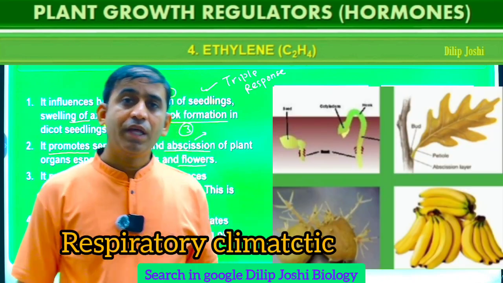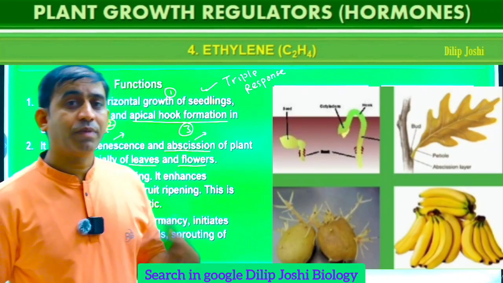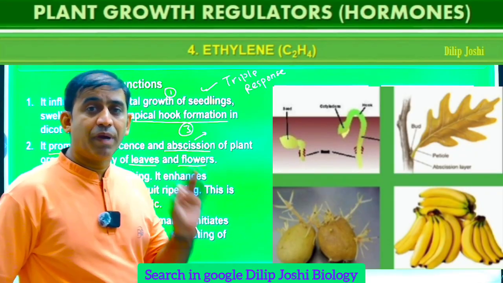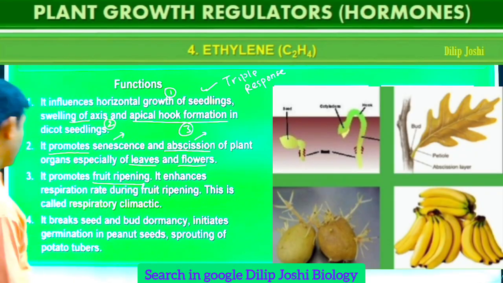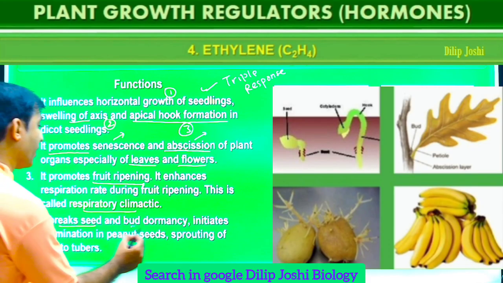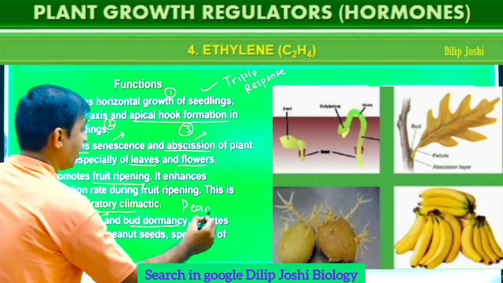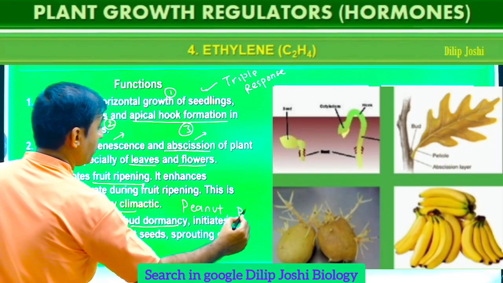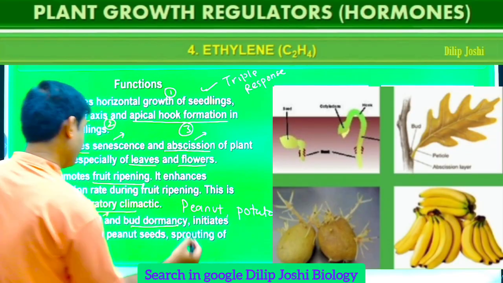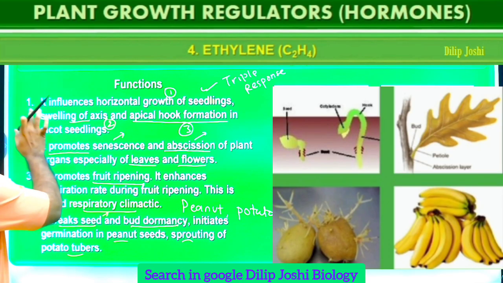Then again, it will break the seed and bud dormancy: seed dormancy in the peanuts and bud dormancy in the potato. So seed dormancy in peanuts, I told you, and then bud dormancy in potato. Then germination in the peanut seed and sprouting of potato tuber. So this is the function of ethylene.